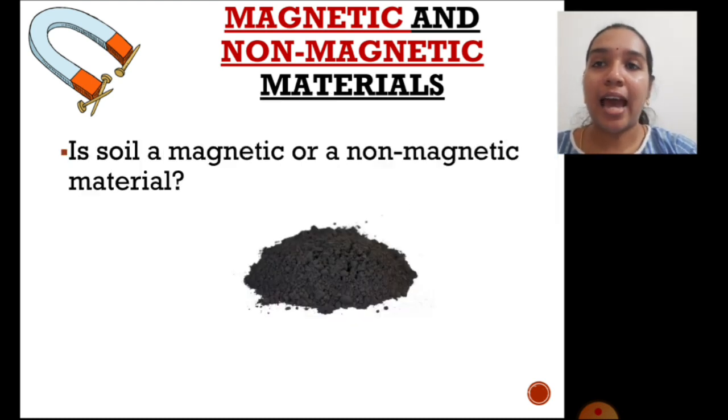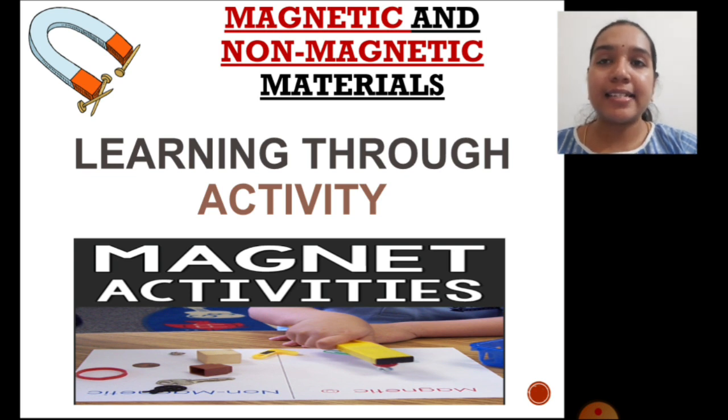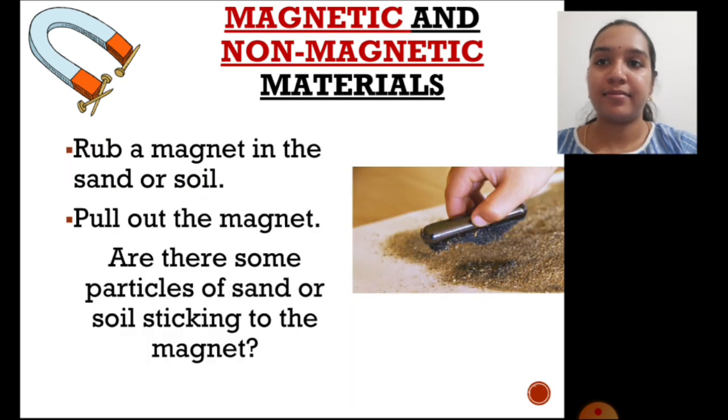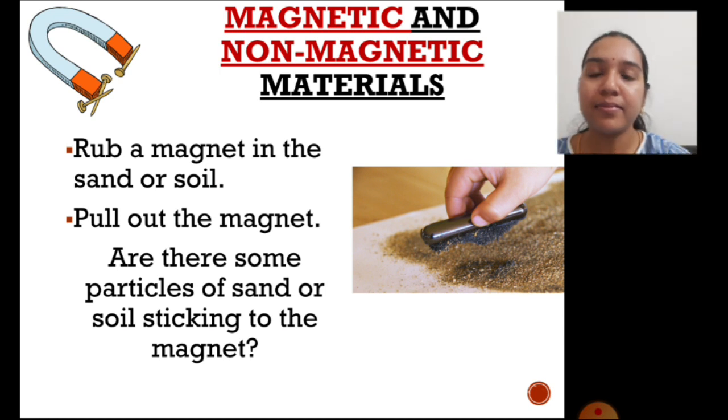In the previous class, we had a question: is soil a magnetic material or a non-magnetic material? Let's get the answer to this question. Let us learn a few more facts about magnets by understanding another activity. To know whether soil is magnetic or non-magnetic, take a magnet, rub it in the sand or soil, then pull out the magnet. Will some particles of sand or soil stick to the magnet? If yes, then why?